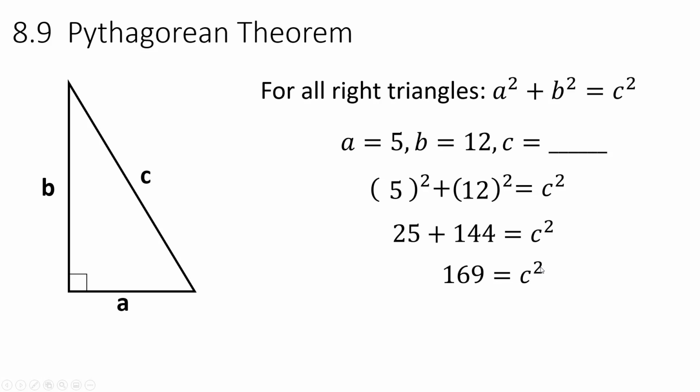So C times C is 169. That means if you take the square root of 169, you get the square root of C squared. So it's going to be 13. 13 times 13 is 169, so 13 is that missing side. We're going to move on.